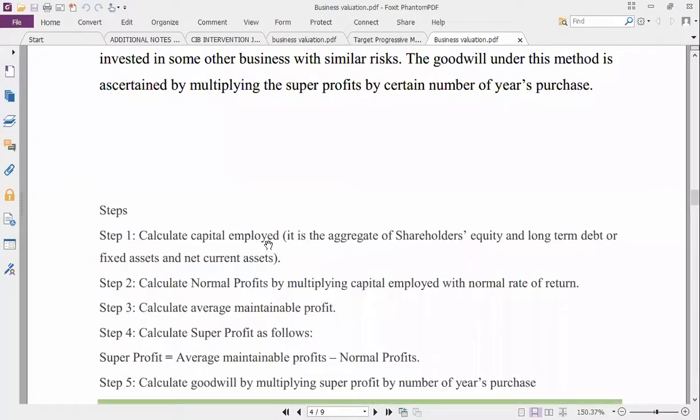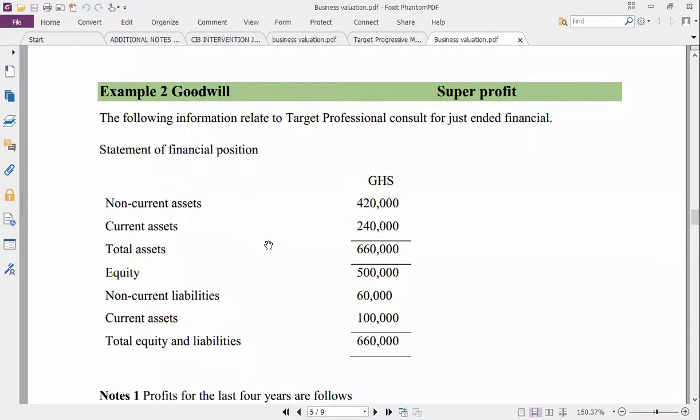This particular question. So this is the question. The following information relates to the target professional consult for the just ended financial year. Non-current asset is here. Current asset is there. So step one, based on the financial statement given to us, we should find the capital employed. Basically, capital employed will be equity plus non-current liability. Then you add it to this. That's all.